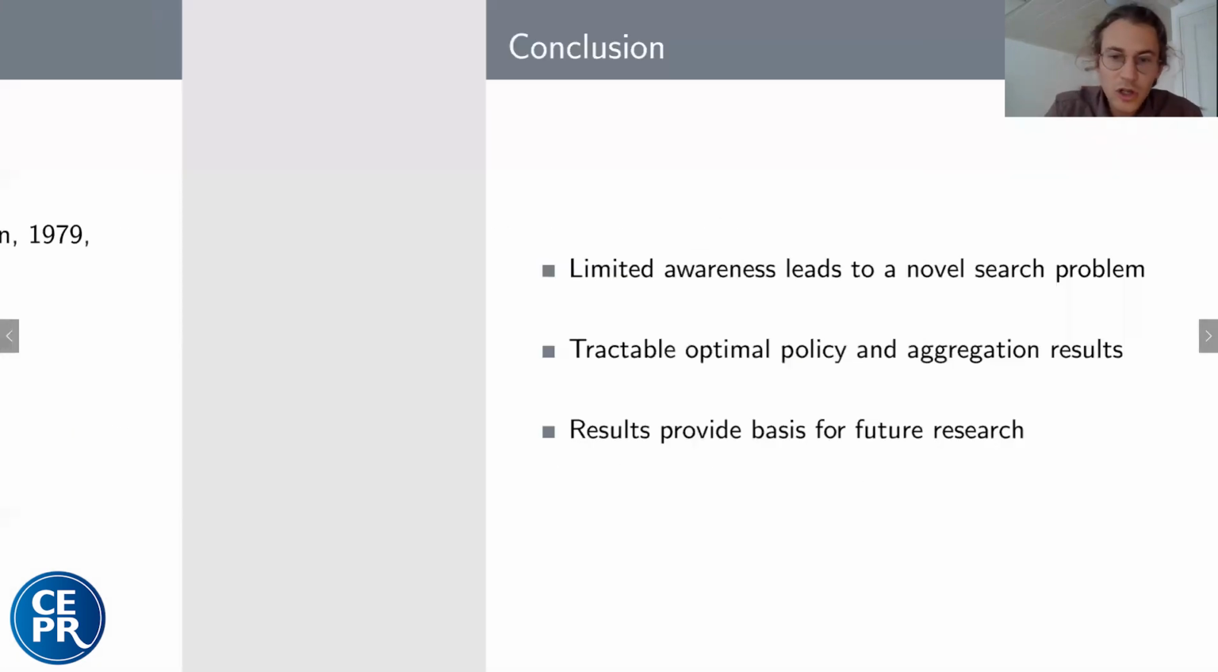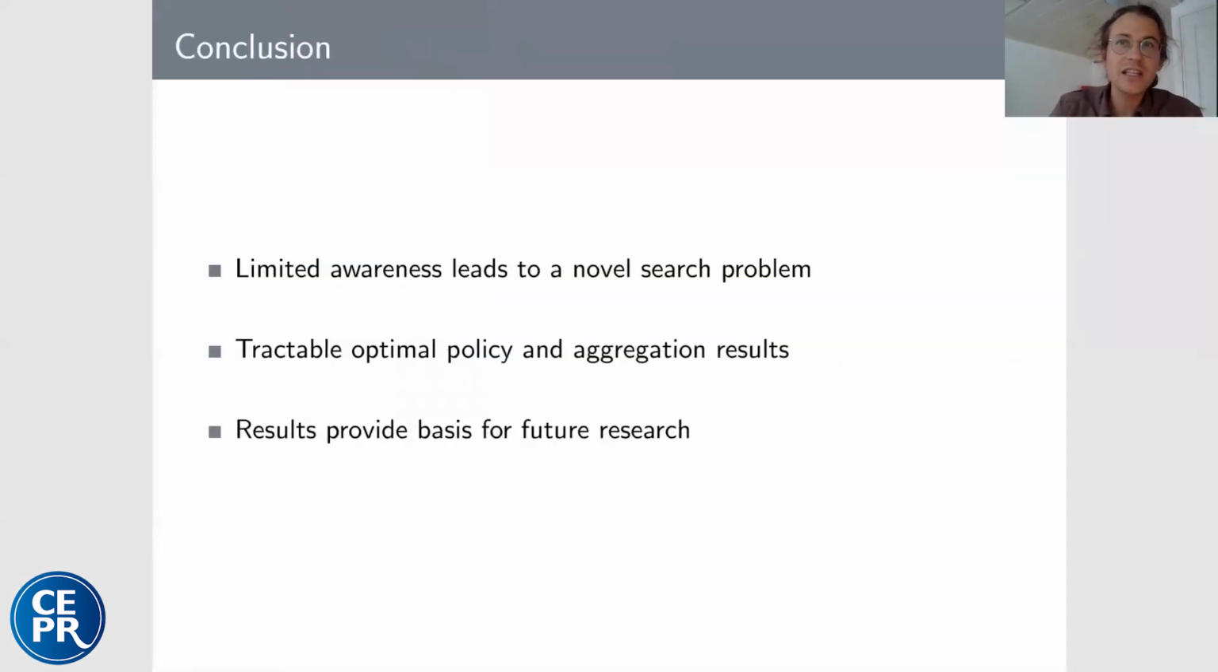So to conclude, limited awareness leads to a novel search problem. In the paper, I show that the optimal policy for this general search problem remains tractable, as well as provide results that help in aggregating purchase outcomes into demand functions. And finally, given the tractability, I just like to point out that I think the results also provide a good basis for future research. For example, as I pointed out, it could be interesting to look into informative advertising that can make consumers aware of the product and study this in an equilibrium type of model.